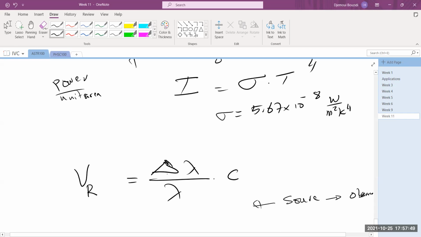That is determined by the sign of delta lambda. Is delta lambda going toward the blue or delta lambda going to the red? If it is going to the red, it's moving away from you. If it's going to the blue, it's moving towards you. Okay. And the actual velocity with which it's moving is given by this expression. So this is the shift in frequency, the shift in wavelength.